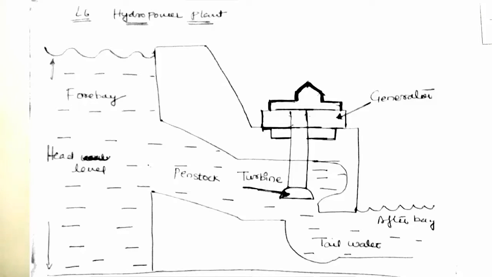Again, the power produced by the hydropower plant is given by the equation P = wQH times the efficiency, and this power is in watts. So this is the power which is produced. Here w is the specific weight of water in Newton per meter cube, Q is the rate of flow of water in meter cube per second, and H is the head or fall height. That is, H is the height of the dam.